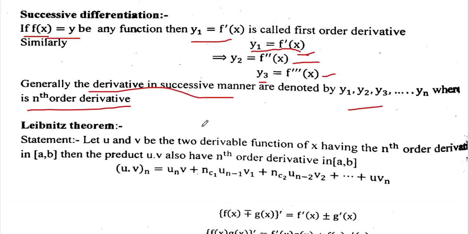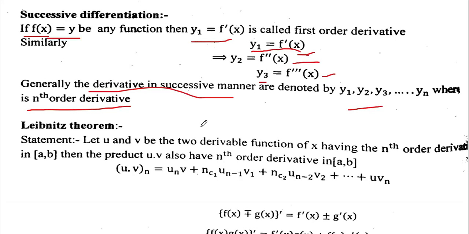So in this way we can calculate the first order derivative, second order derivative, third order derivative. First order derivative means the first derivative of the given function, differentiation with respect to x. Second order derivative means differentiating two times the given function. Third order derivative means differentiating three times the given function. So this is the simple definition of the successive differentiation.